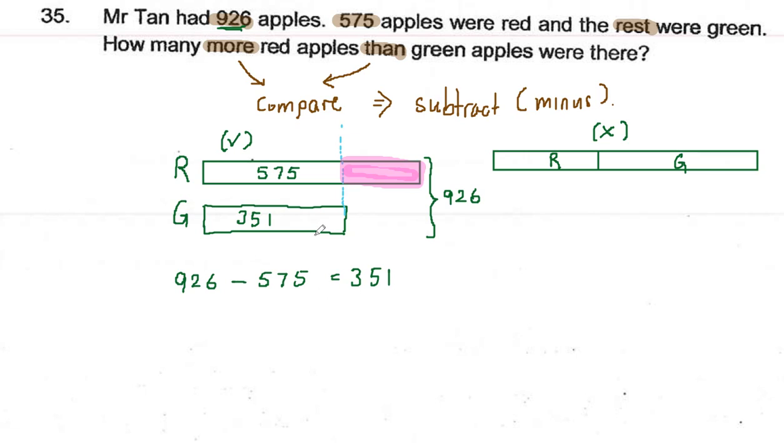So Jane, can you tell me how do we find the pink color region? Amil, please. 575 minus 351. Very good. Okay, 575 minus 351. And of course, we get the answer as 224.